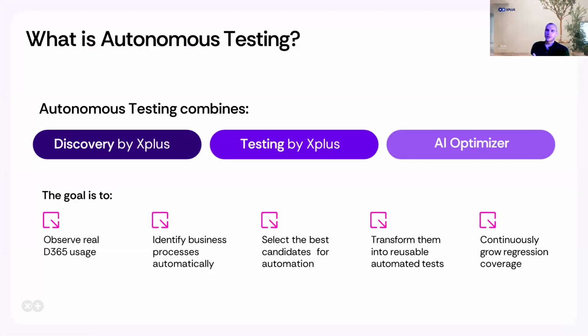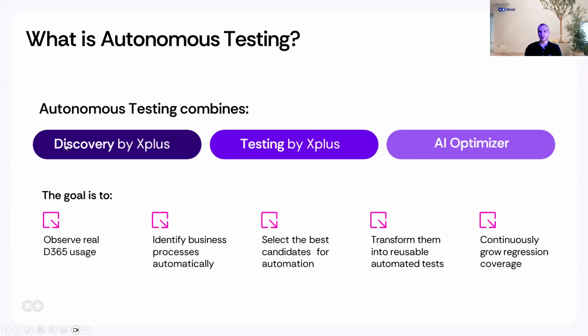All right, so what is autonomous testing and how do we at Xplus understand this? In our company, autonomous testing combines Discovery by Xplus, Testing by Xplus, and the AI Optimizer. So there are two products. Discovery is one product, Testing by Xplus is the second product, and the AI Optimizer is a feature that exists in the Testing by Xplus application. The combination of all those allows us to talk about autonomous testing, and what is the goal? The goal is to observe real Dynamics 365 usage, and this is done by Discovery by Xplus.